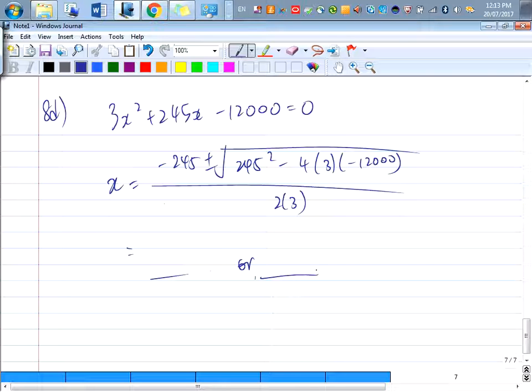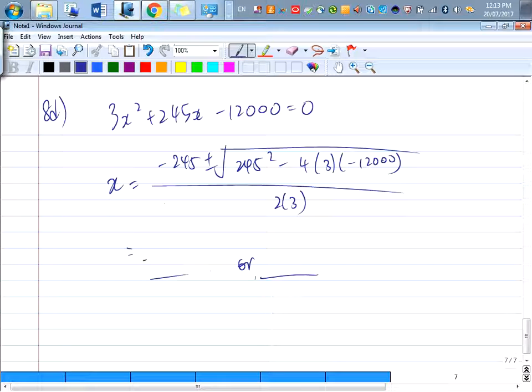Reject or don't reject? Zheng Hong, what do you think? Reject or don't reject? Don't reject. Farisha? Reject or don't reject? Reject. Why? Don't reject. So you change your mind, huh?